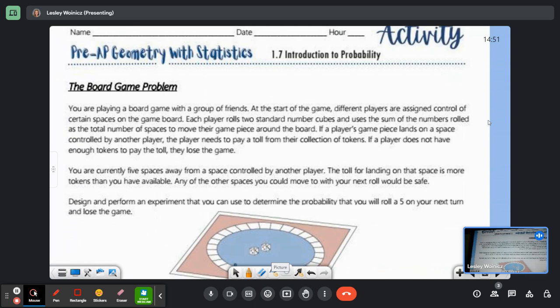If a player's game piece lands on a space controlled by another player, the player needs to pay a toll from their collection of tokens. So kind of like Monopoly, you know, you got to pay if you land on someone else's spot. If a player does not have enough tokens to pay the toll, they lose the game.